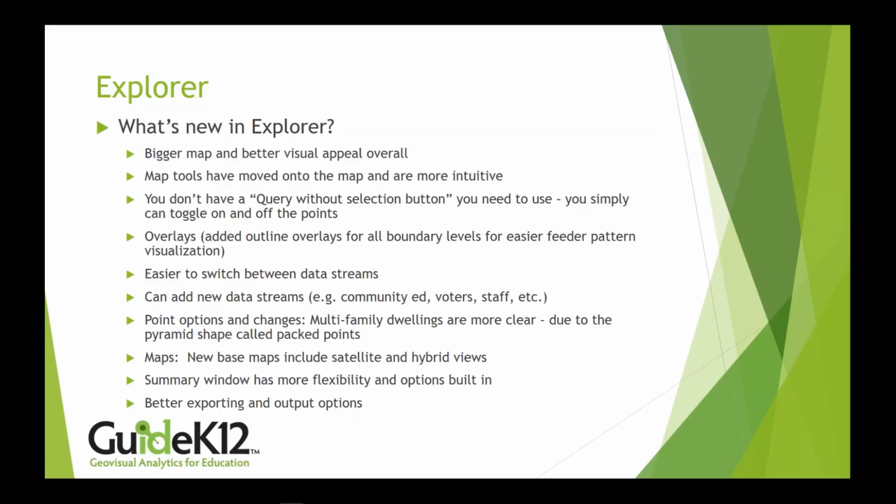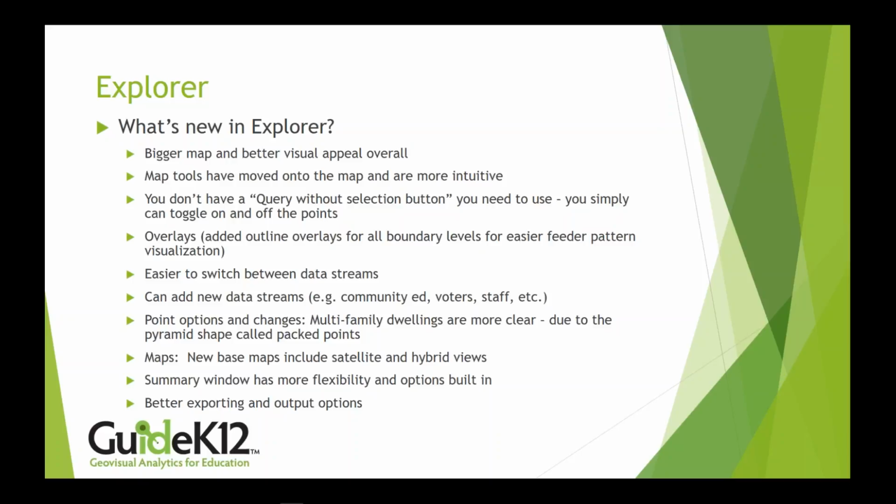Data streams. We're now introducing in Explorer something called data streams, which previously in Student View, it was really about the student. You could look at a little bit of parcel information, but you couldn't do much with it. Now, with new data streams, we can input other data streams. For example, community ed databases, voter databases, staff databases, anything that has an address, just like your student data. You can create a CSV text file, send it to us, and we can create those data streams and configure those filters separately for those data streams.